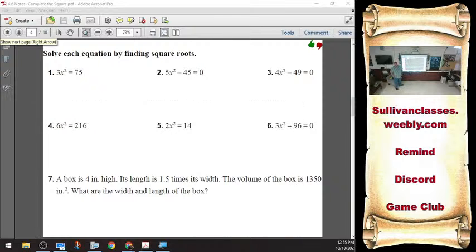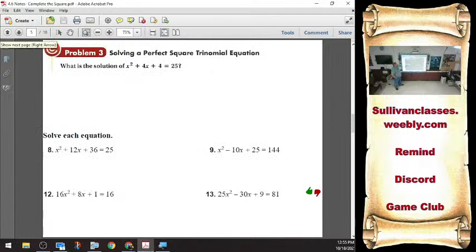Can you solve by square roots? Cool. All right. So here's the heart of today, though. If I can solve by square roots, that can help me when it's an entire expression squared instead of just x.